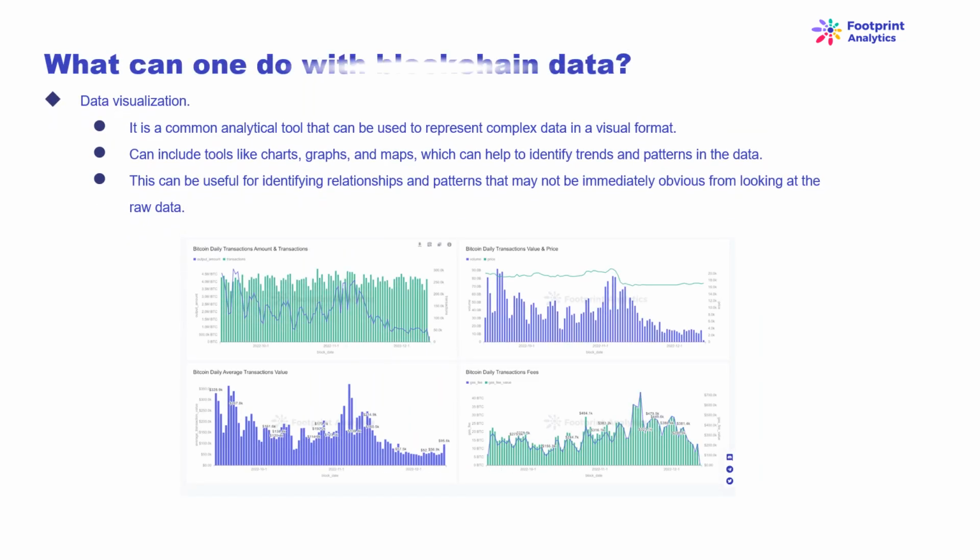Let's talk about data visualization. It is a common analytical tool that can be used to represent complex data in a visual format. This can include tools like charts, graphs, and maps, which can help to identify trends and patterns in the data. For example, a line chart could be used to show the trend of a particular cryptocurrency's price over time, while a bar chart could be used to compare the market capitalization of different cryptocurrencies.